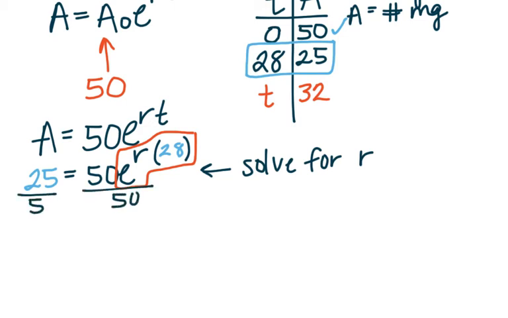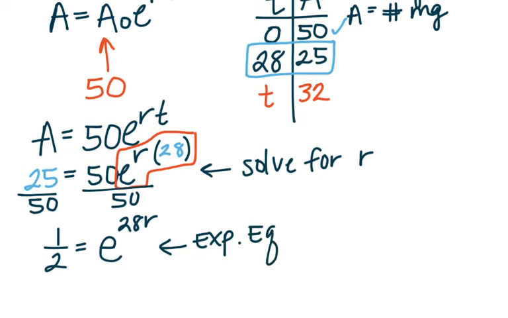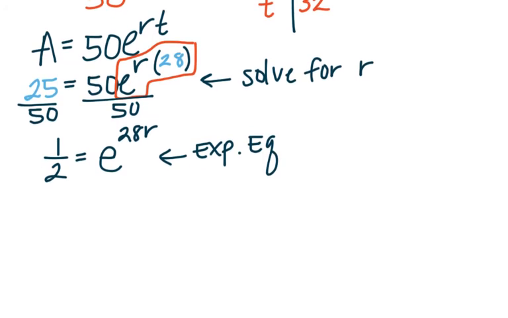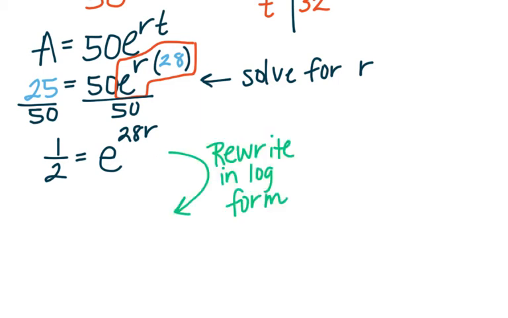Dividing both sides of the equation by 50 is going to give us 1/2 is equal to e raised to the 28r power. And remember, this is an exponential equation. So to solve the exponential equation, my preference is to go ahead and rewrite the equation in log form. So if you take the equation and rewrite it in log form, the base of our logarithm is going to be e. So that would be log base e of 1/2, so 1/2 is my argument, is equal to 28r.